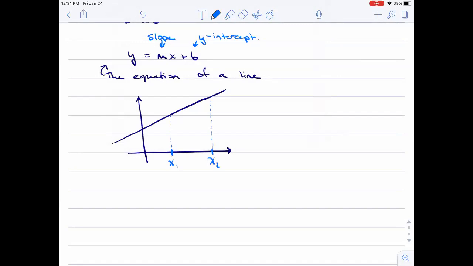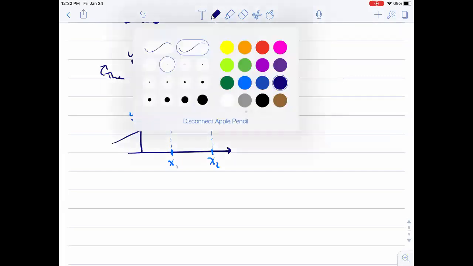x1 is going to map back to y1 on the y-axis, right? We're just using generic notation here. And x2, if I extend this line a little bit, x2 is going to map back to y2.